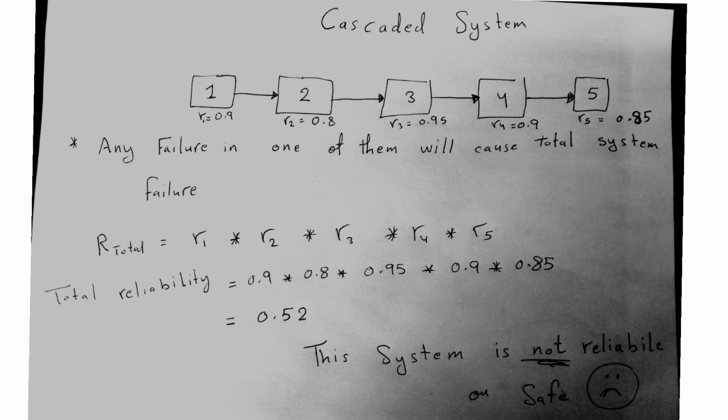So any failure in any stage will cause the system to collapse, and this is what we will call a critical function. The total reliability of the system will equal their product, so it will equal R1 multiplied by R2 multiplied by R3 multiplied by R4, then multiplied by R5. And the result was 0.52. This system is not reliable or safe.